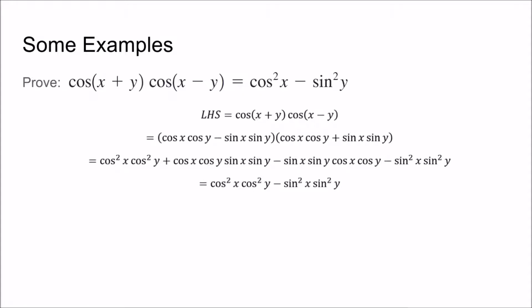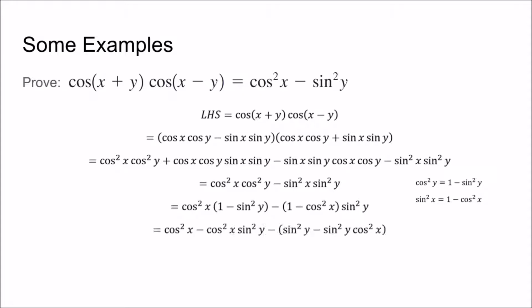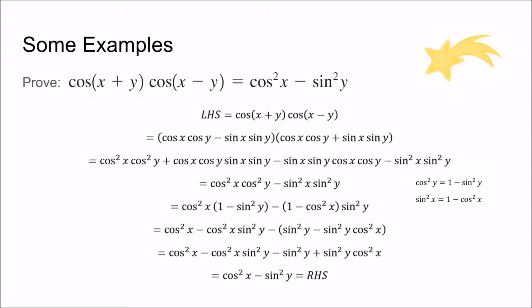And for the next part, we actually have to recall the Pythagorean identities, so cosine squared y equals 1 minus sine squared y, and sine squared x equals 1 minus cosine squared x. And we use these identities in this expression. We expand everything out. And actually we see that the second and fourth terms cancel out, so we arrive at our solution. And the proof is complete.